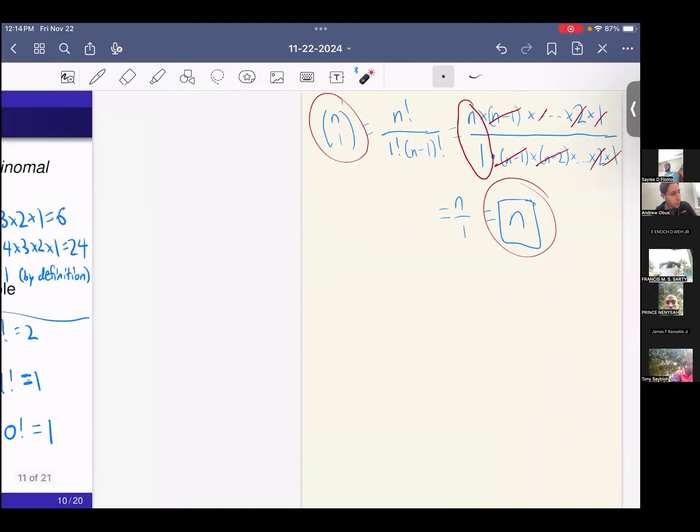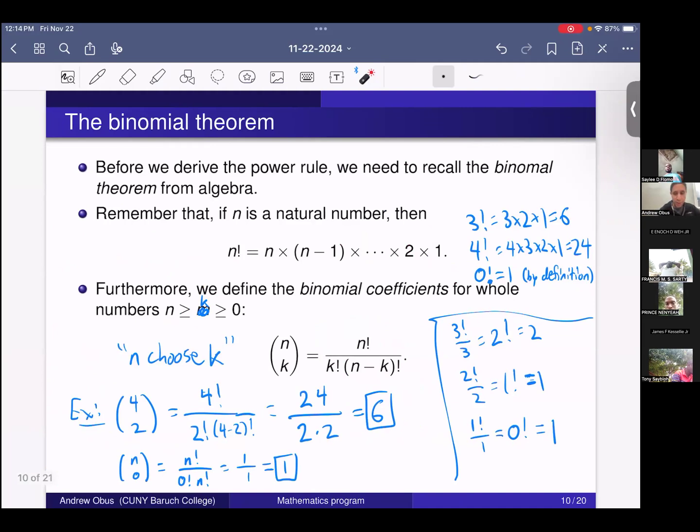Okay, so these are our binomial coefficients. They're going to be important for what we're doing. We're eventually going to use this for calculus, but for now, this is just a review of the algebra of what are called binomial coefficients. Okay, any questions about this?